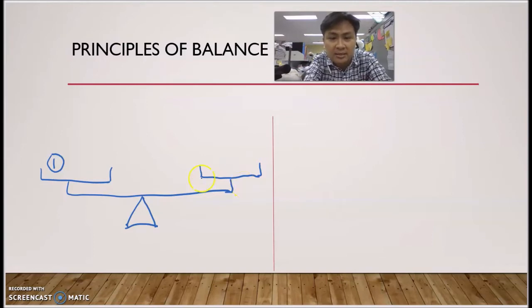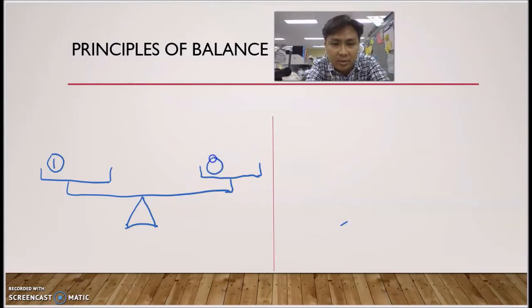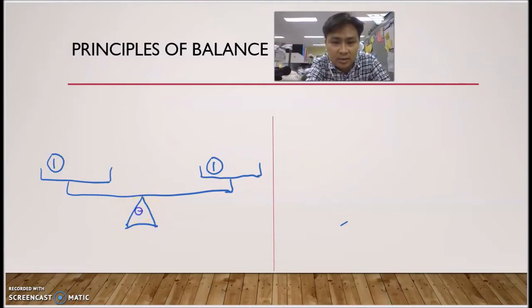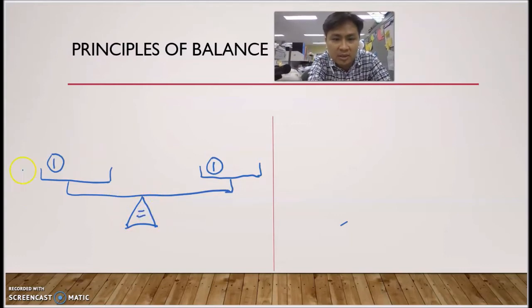In order to balance the balance, what do we need to do? We need to add a 1-cent coin here. Then it will maintain the balance on both sides. Can you get the idea? The center of this balance is like an equal sign. Whatever is on the left side of the balance must be equal to the right side of the balance.